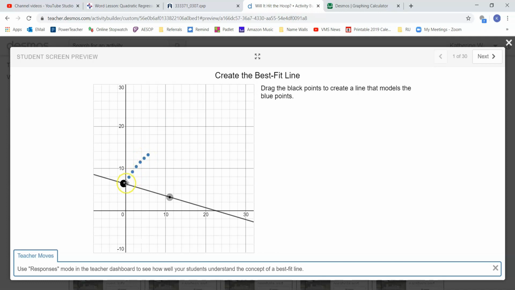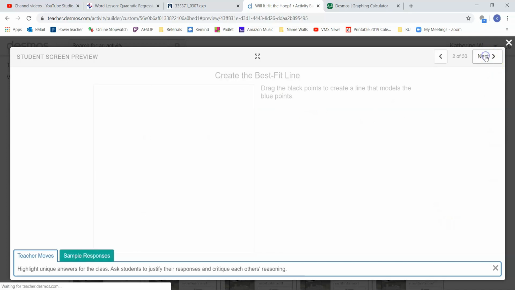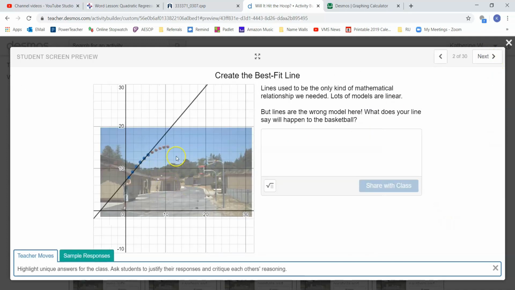It almost looks like, if you can imagine this as being a ball flying through the air, the ball's going up, but eventually the ball's going to fall, right? And so this is just to illustrate that lines aren't always the best way of modeling something. You can see this picture being overlaid on top of the graph. Actually, it's a model of a basketball flying through the air.